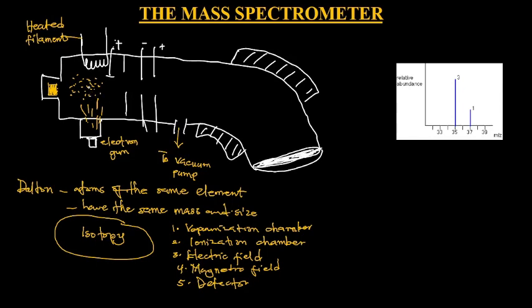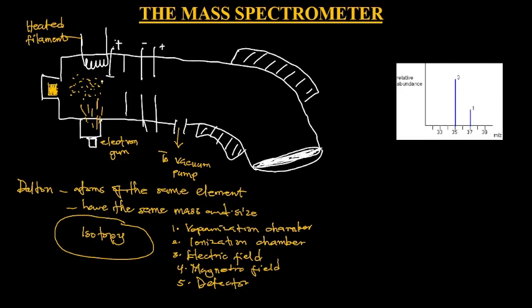Now, once this loses an electron, you may ask what happens to the mass. Won't it change the mass? No, the mass of the electron is very small, such that it is negligible. So the atom loses an electron and still it has no effect on the mass. It becomes positively charged.